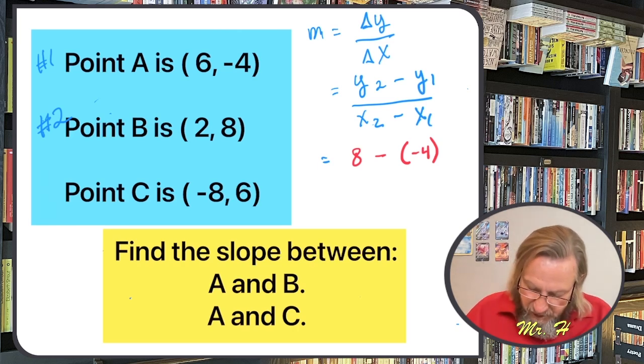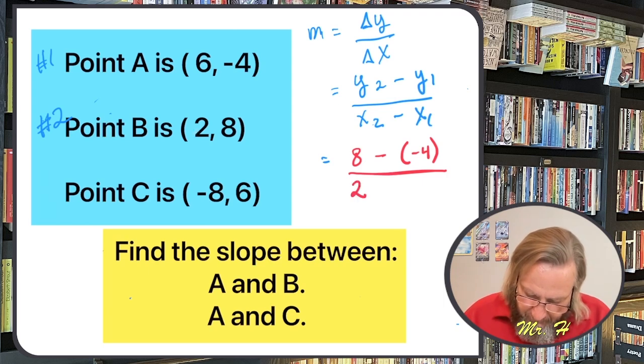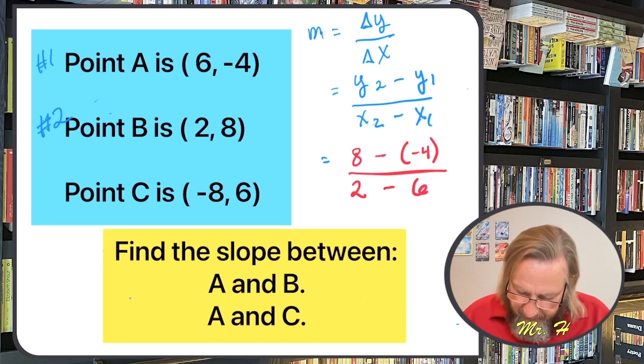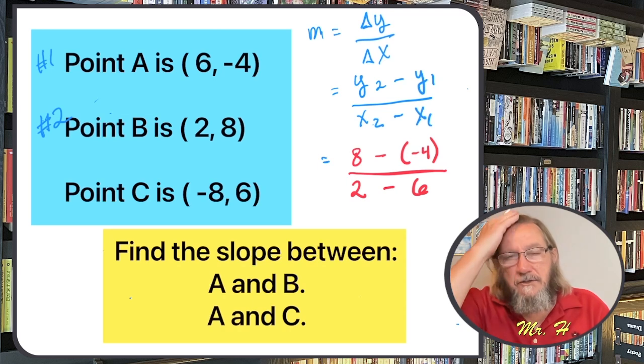Now let's look at the change of x. What's happening down there? The x value of the second point is 2, and the x value of the first point is 6. So we've got 2 minus 6. Now all we need to do is do the math.